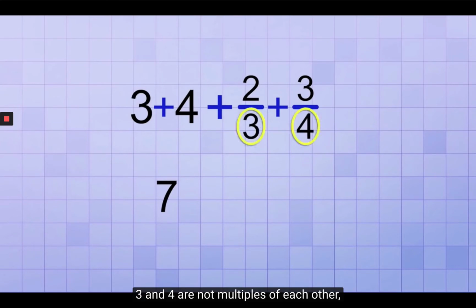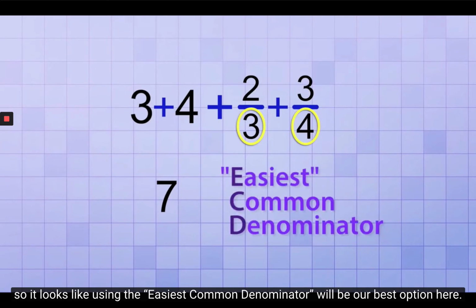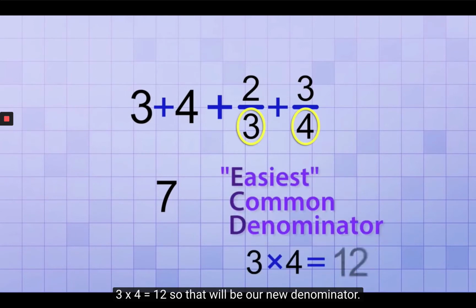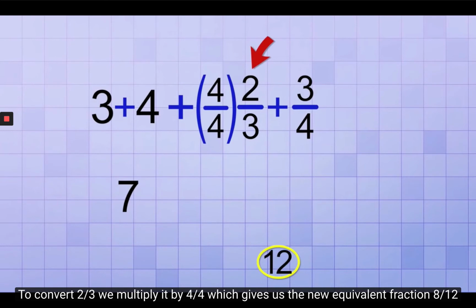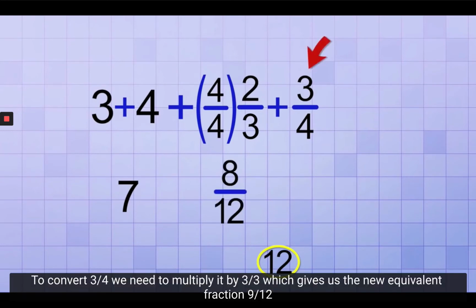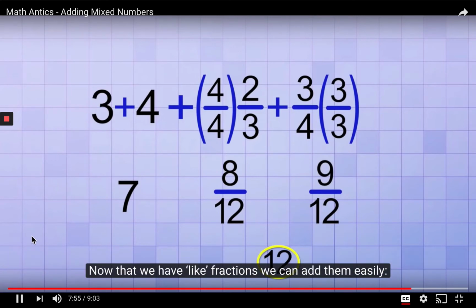3 and 4 are not multiples of each other, so it looks like using the easiest common denominator will be our best option here. 3 times 4 equals 12, so that will be our new denominator. To convert 2/3, we multiply it by 4 over 4, which gives us the new equivalent fraction, 8 over 12. And to convert 3/4, we need to multiply it by 3 over 3, which gives us the new equivalent fraction, 9 over 12. Now that we have like fractions, we can add them easily.